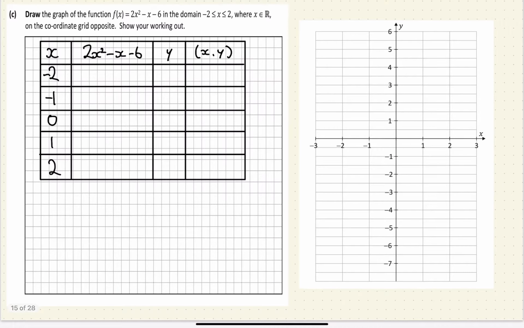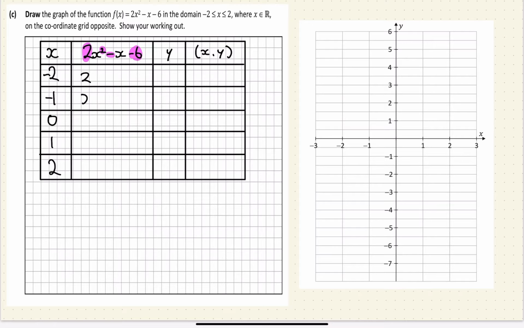The next one says, draw the graph of the function f of x is equal to that in the domain of minus 2 to 2. Now, I just did a bit of prep work on this to save a bit of time, all right? So what I'm going to do here, I'm going to highlight the parts that are going to stay the same. So this 2 is going to stay the same. This guy, and this guy. They're all going to stay the same. So what I'll do is I'll write them out.